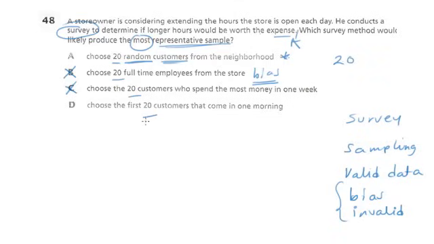And D, choose the first 20 customers that come in the morning. Well, if he's trying to find out about extending the day, later hours, then the early birds, the people who are coming first in the store, might not really be interested in extending the day because they're already coming early. So he's going to miss out on people who come in the afternoon and later on in the day as well. So I don't really like D.